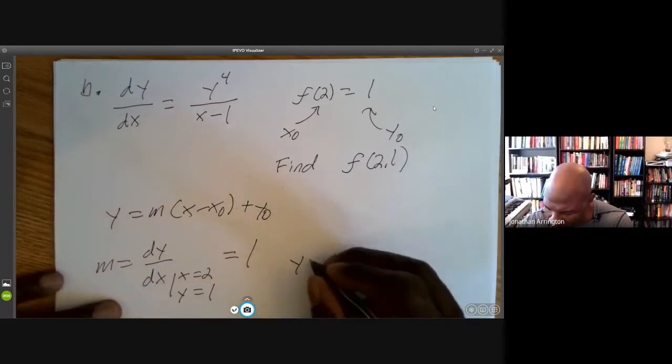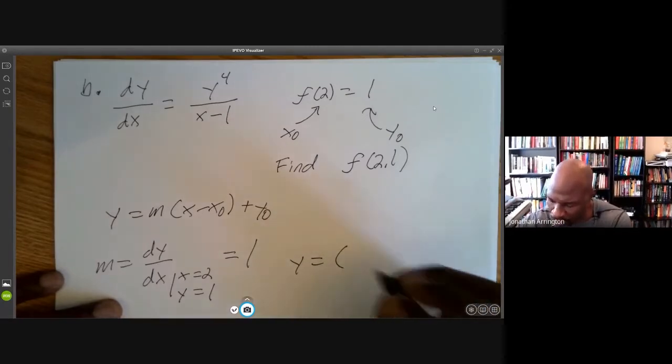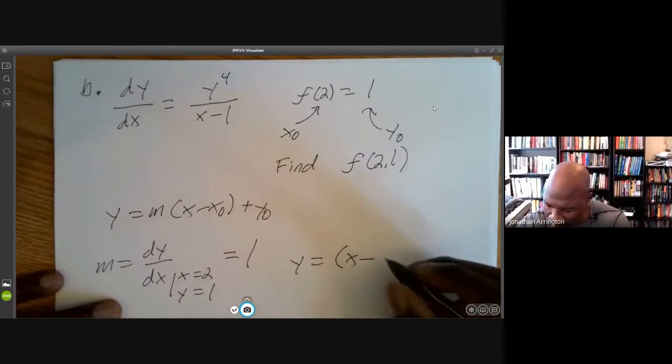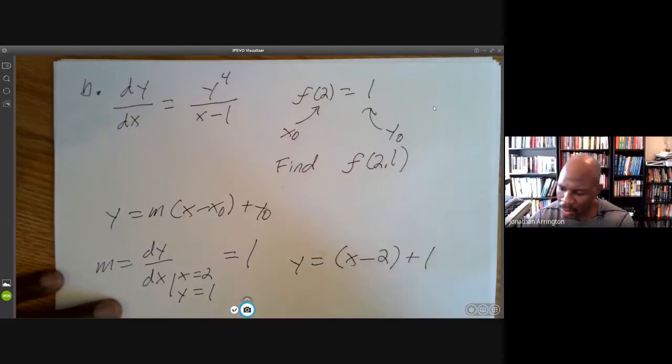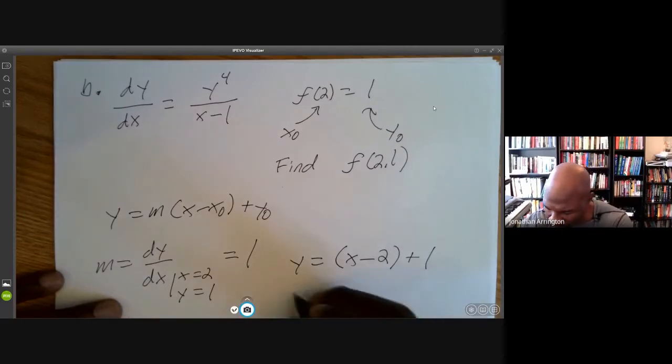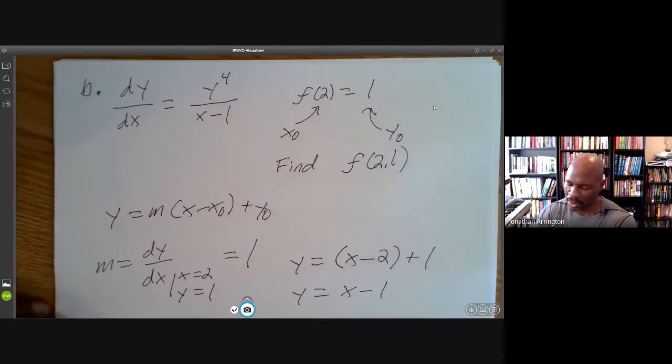So the equation of the tangent line will be y equals 1. I don't have to write the 1. The slope is 1 times x minus x naught, which is 2, plus y naught, which is 1. And so if you want, since the slope is 1, we can write this as x minus 1 is the equation of the tangent line. Now, I didn't need to simplify this, but it was just so simple since the slope was 1. If the slope was something other than 1, I would have left it in that particular form.